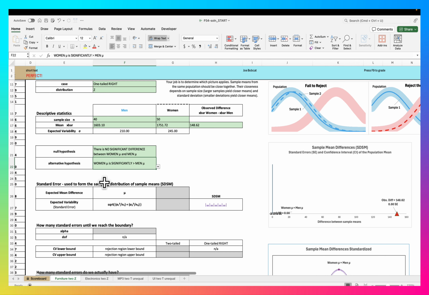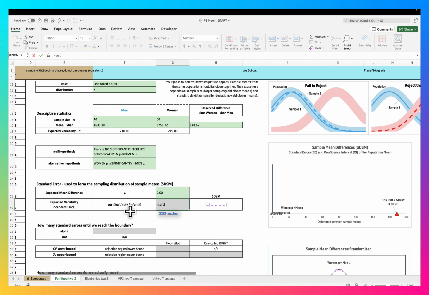There are two things that we need. First, we need the expected mean difference. In other words, what do we expect to be true? Well, we expect the two populations to be the same, so the expected mean difference is 0. And then we need the expected variability, which is given by this square root function.